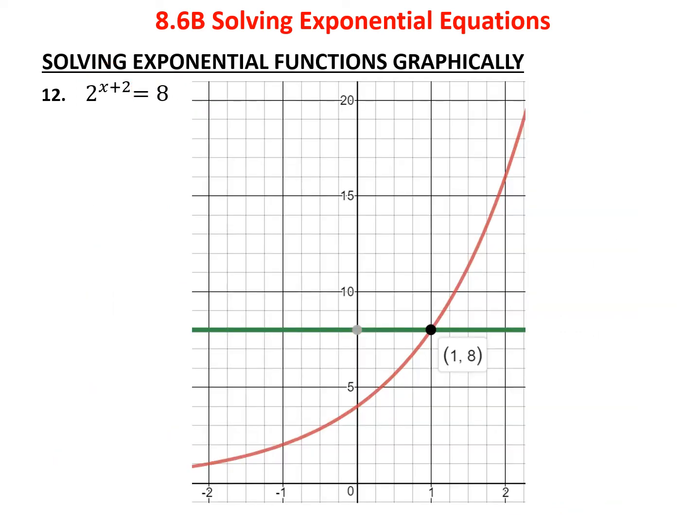And so in this slide, I show you what the graph looks like if I do it in Desmos. It just looks a little neater than my graph. It draws the line more accurately. And there you see where it intersects is the point (1, 8). When x is 1, then 2 to the x plus 2 becomes 2 to the third and does equal 8, and that's our solution.